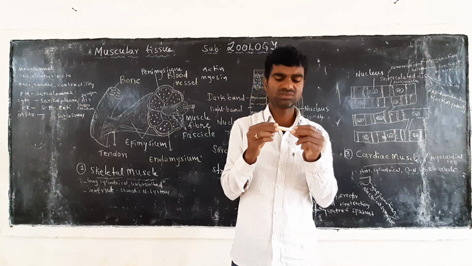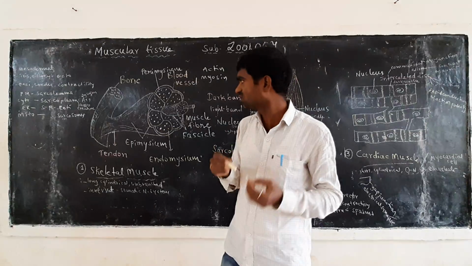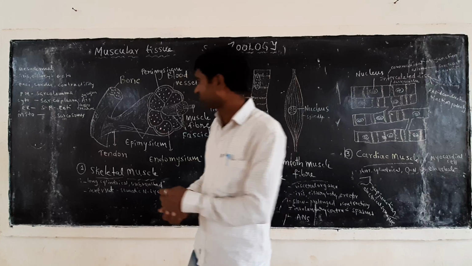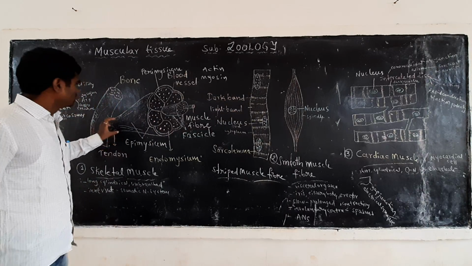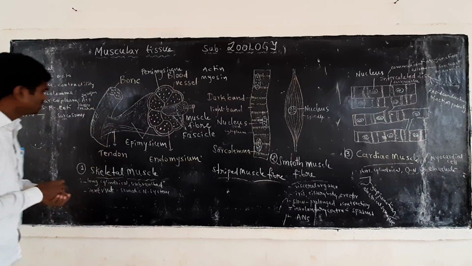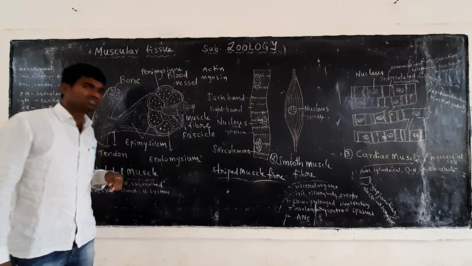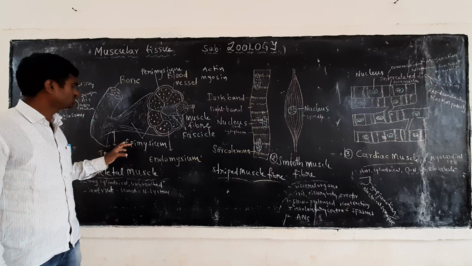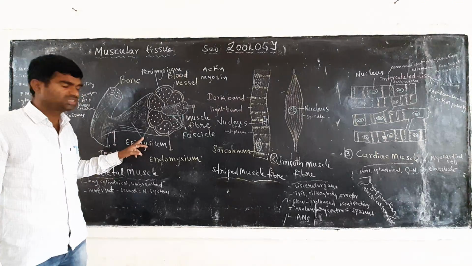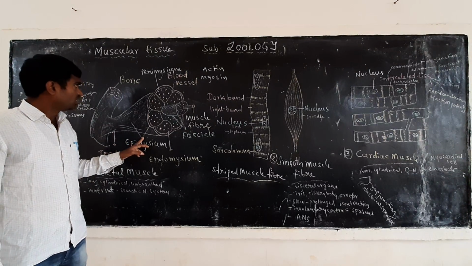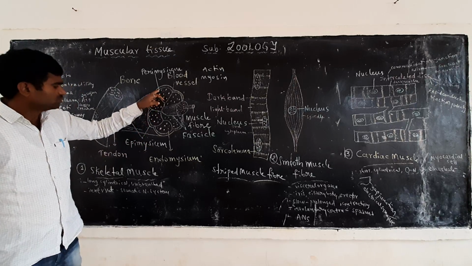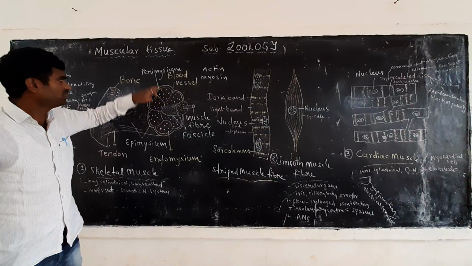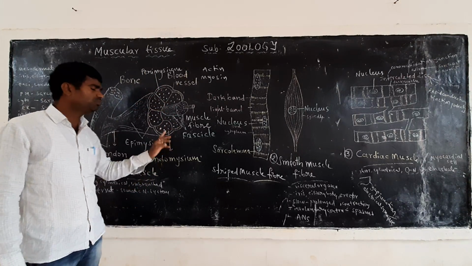Various competitive exams, for example NEET, ask about this. It is a bone, and this is called a tendon. Now, here the muscle contains layers. The surrounding outer layer is called the epimysium. Below the epimysium layer is the perimysium layer. Below the perimysium layer, on the inner side, the endomysium layer is present.